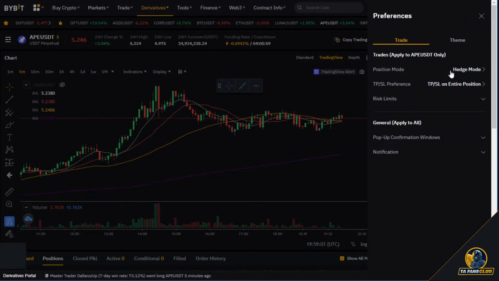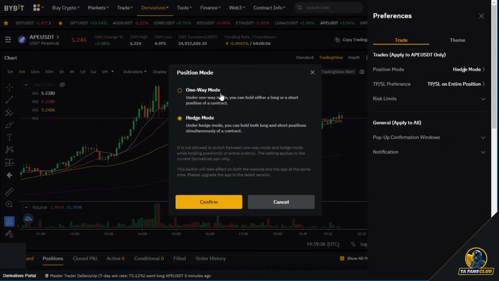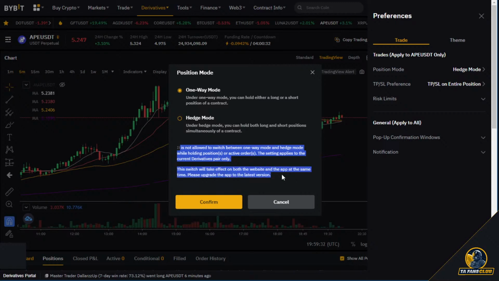Strategy. Oh, here, position mode. Hedge mode. One way. Under a one-way mode, you can hold either a long or a short position of a contract. Under hedge mode, you can hold both long and short position. Is there any difference? It is not allowed to switch between one-way and hedge mode while holding positions or active orders. The settings apply to the current derivatives pair only. The switch will take effect on both the website and the app at the same time. Please upgrade the app to the latest version.